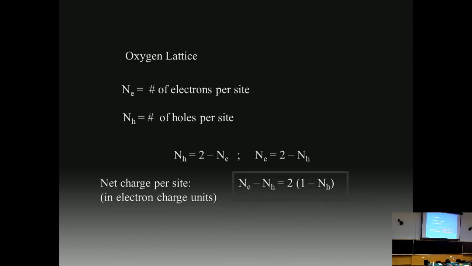So let's look at the oxygen lattice. Let's call Ne the number of electrons per site and NH the number of holes. Then we have that the number of electrons is 2 per site minus the number of holes. So the net charge per site is given by this expression here.